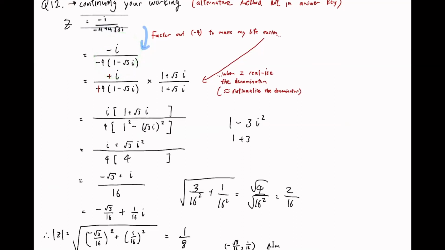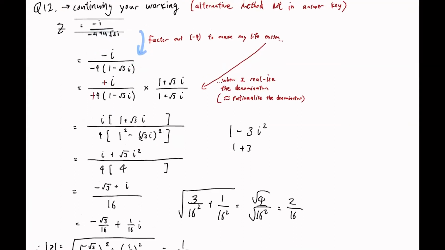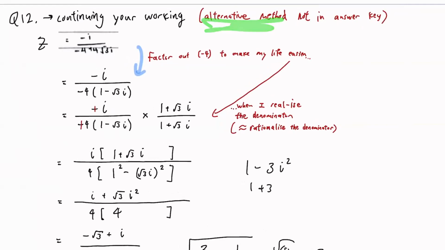Then how do you continue? Let me show you how I can continue your working. This is an alternative method that's not in the solution. I started off by factoring out a negative 4 from the denominator, so I get negative 4 bracket 1 minus root 3i. That's only to make my life easy so that my numbers are smaller. Then I realize the denominator, multiplying by the conjugate top and bottom, 1 plus root 3i. Minus becomes plus. Then simplify, I get 1 square minus root 3i bracket square. This becomes a 4.